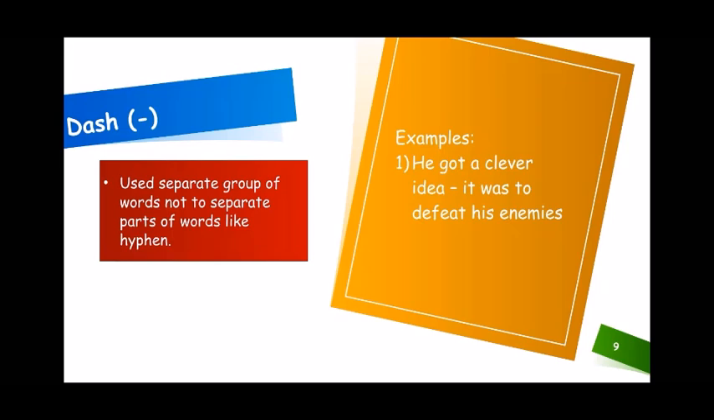In the earlier examples for hyphen, we had seen how home-grown was separated using a hyphen. Here, there is a group of words which is being separated by a dash. He got a clever idea — it was to defeat his enemies. So, a group of words are separated.